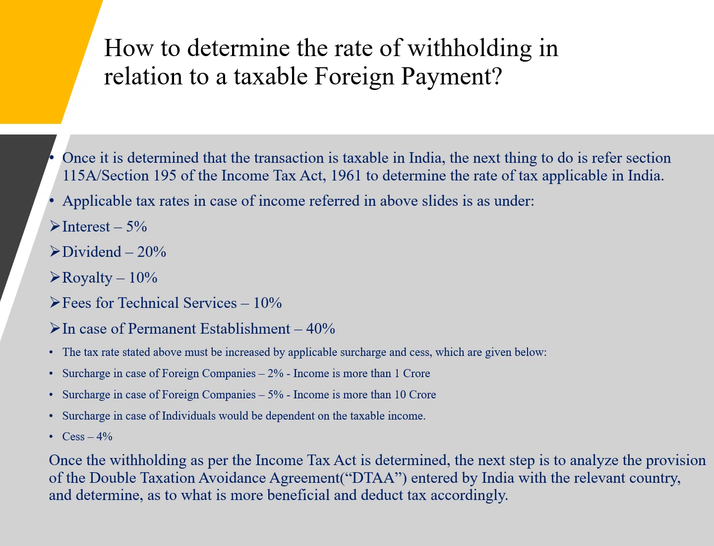Once the withholding as per income tax is determined, the next step is to analyze the provision of the double taxation avoidance agreement, which is called DTAA, entered by India with the relevant country, and determine what is more beneficial and deduct tax accordingly.